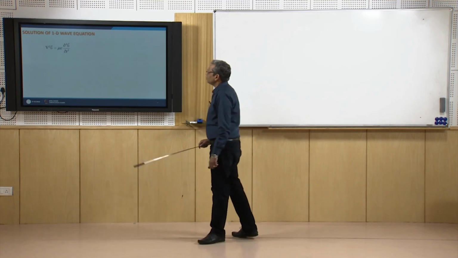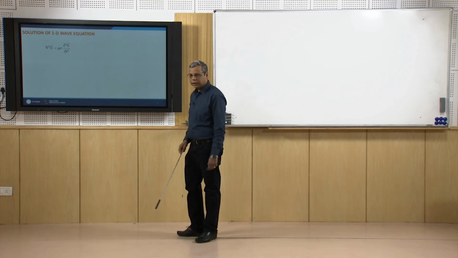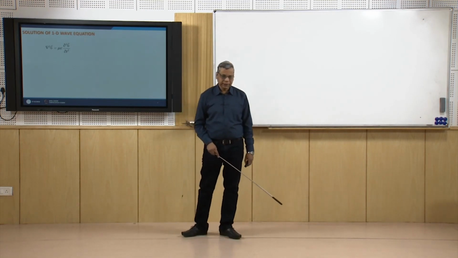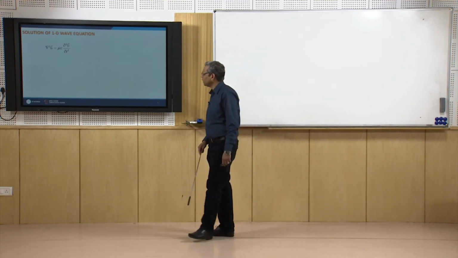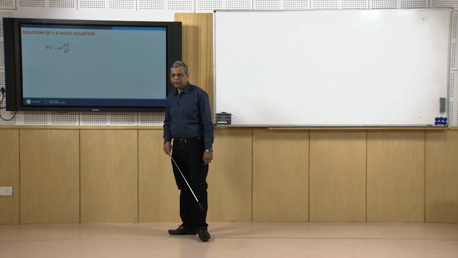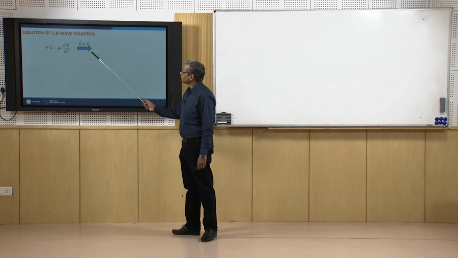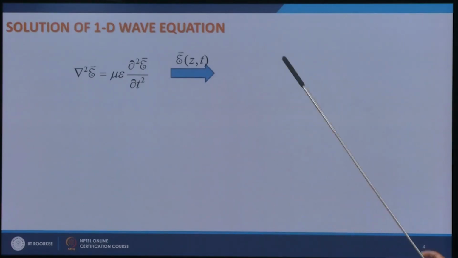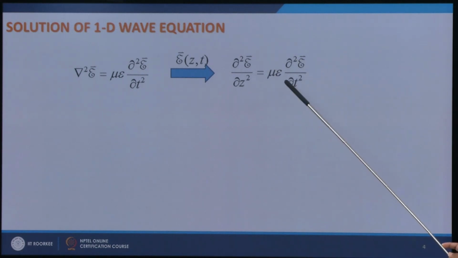Okay. So, in order to solve this equation, first I will consider a very simple case of one dimension, which means that I assume that E varies only with z and t. If I assume this, then this equation will now become del 2 E over del z square is equal to mu epsilon del 2 E over del t square.